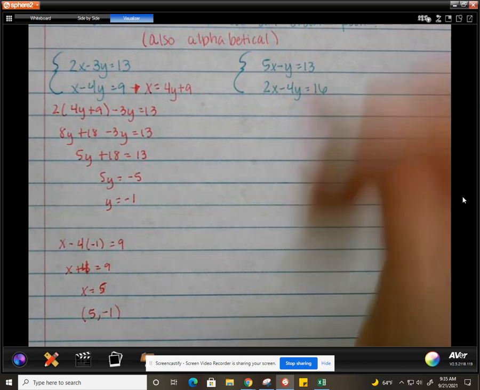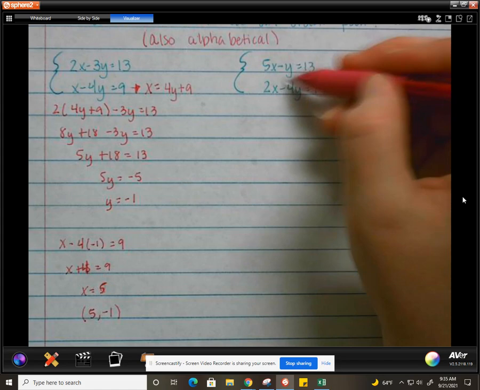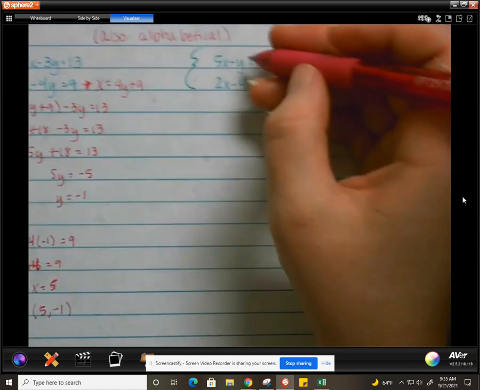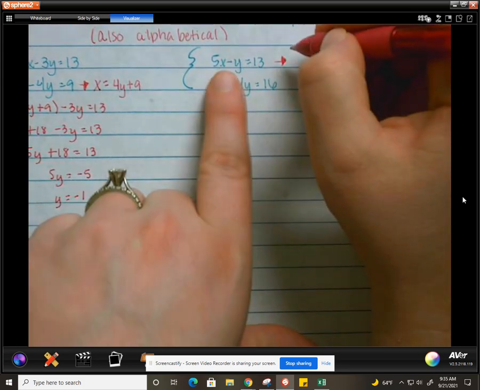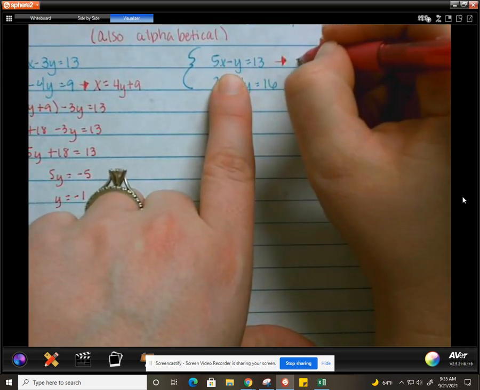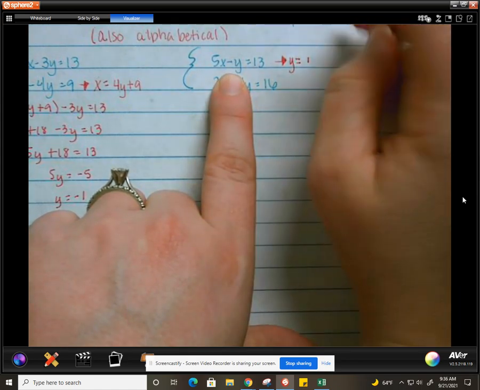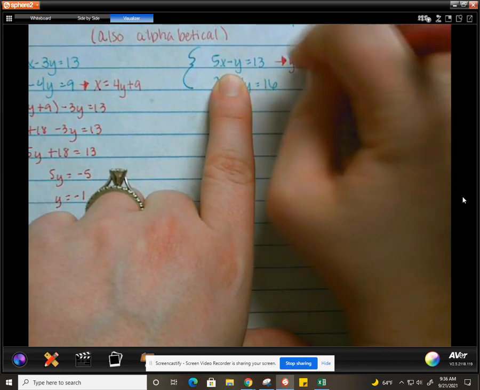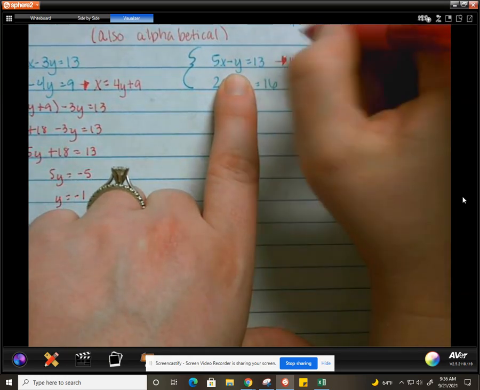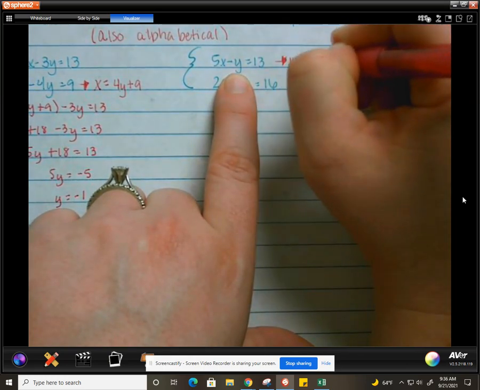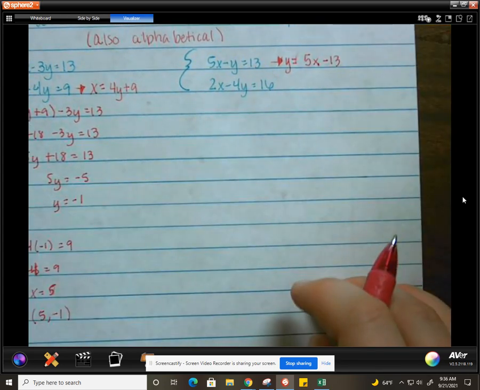Now for the other example, I have 5x minus y, and I have 2x minus 4y. This y is easier to get by itself, but it's going to take 2 steps. So the first thing I would have to do to get it by itself is I would need to minus 5x. I want to do y equals. Okay, so if I minus the 5x, that becomes a negative 5x. But then I have a negative 1 here, so I have to divide everything by negative 1. So in reality, it's actually going to go back to being a positive 5x and a negative 13. And if you need to show that step by step, do so.